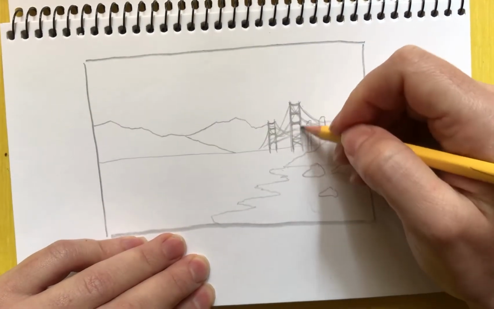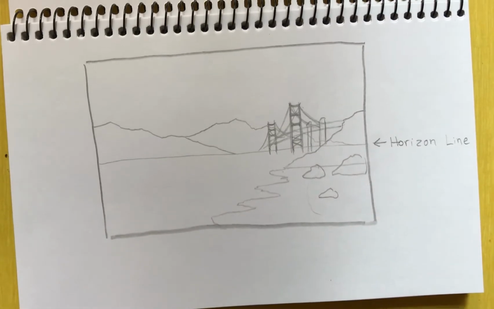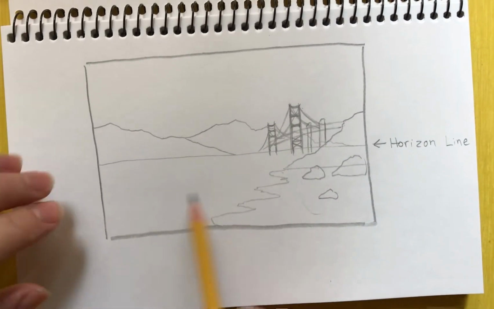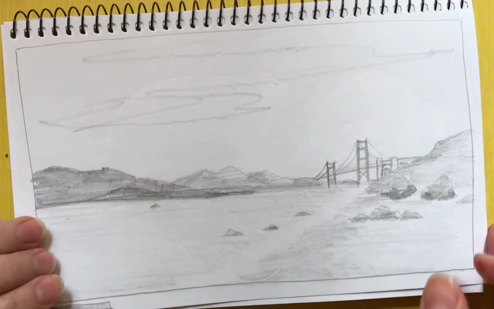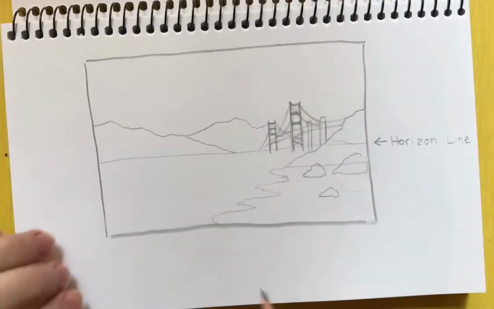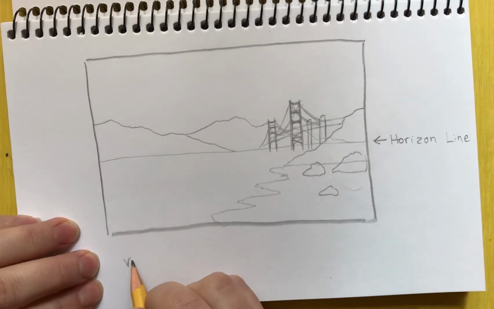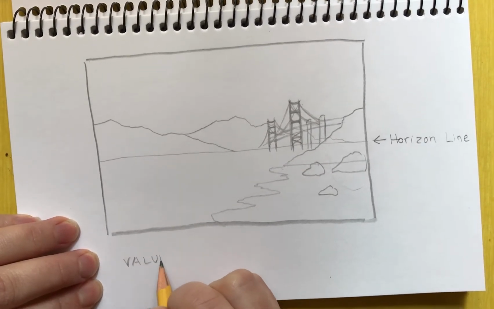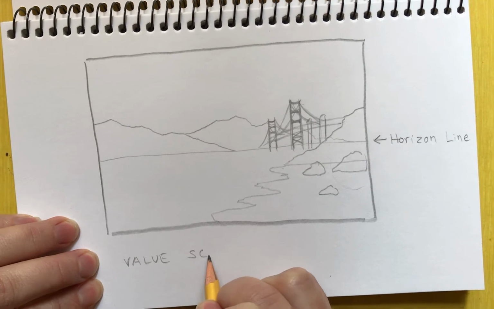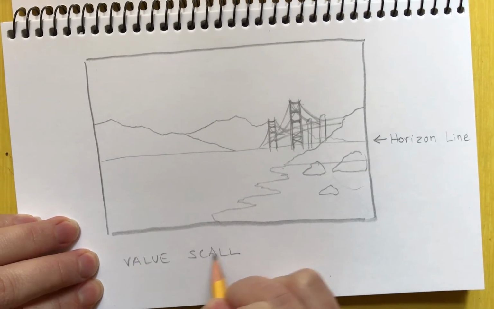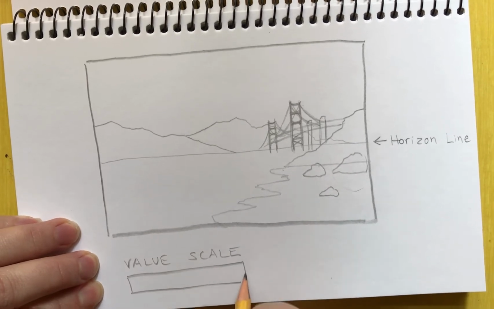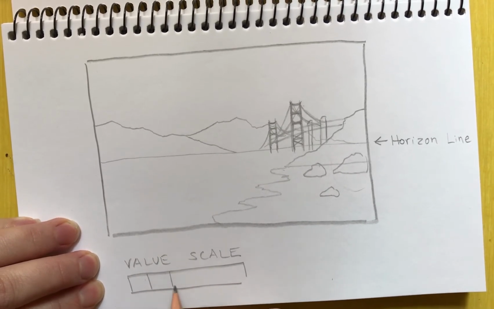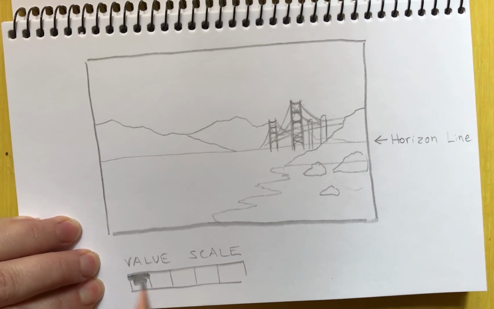All right, so we've done the hardest part, which is drawing the bridge. Now we're going to add some value into our landscape so that it looks a little more realistic with shadows. So let's do a quick value scale at the bottom of our paper to see how dark and how light we can get with our values. So draw a very long rectangle, split it up into 5 squares, and then press as hard as you can on the left.